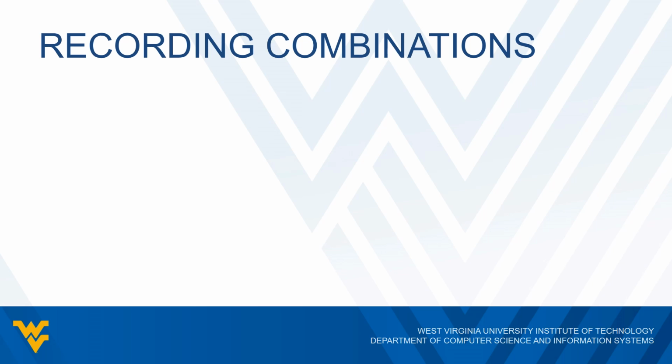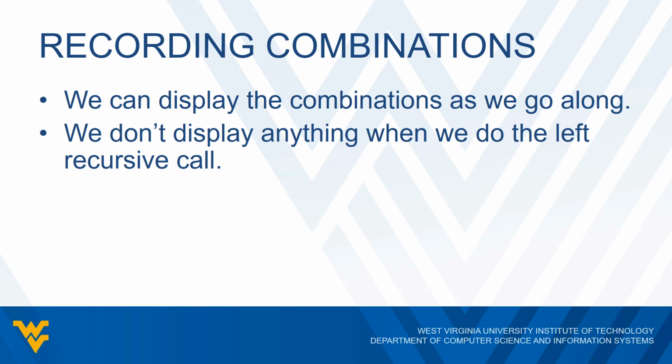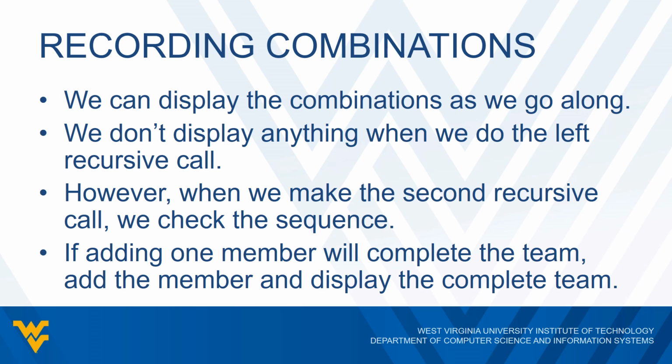Now, how would we go about recording all the combinations? Well, what we can do is we just display them as we go along. So we don't actually display anything when we do a left recursive call. So remember, we have 2 different recursive calls. We don't display anything when we do the left one. However, whenever we make the second recursive call, that is when we're going to check our sequence. And what we would check to see is if adding one member would complete the team, then we would add the member and display the complete team. So what we're saying here is we do the left recursive call and get all those combinations. And then as we get to the second recursive call, we'll check if adding one member completes the team, then we'll go ahead and add a member and display that particular team.